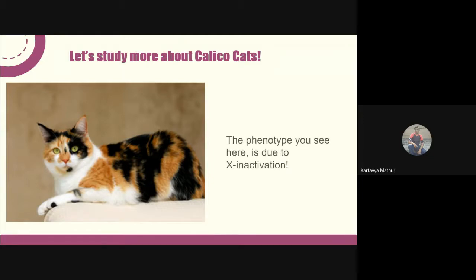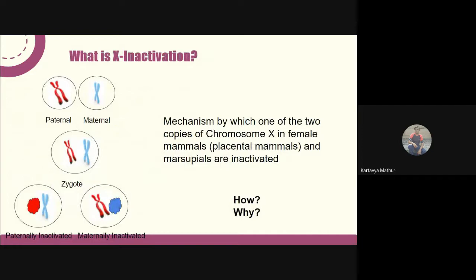Okay, it's due to X inactivation. The phenotype you observe is due to X inactivation. So, what is this X inactivation? X inactivation is a mechanism by which one of the two copies of chromosome X in female mammals or marsupials gets inactivated. This happens generally randomly, but it has a very complicated process in the back end. We can either get a paternally inactivated X chromosome or a maternally inactivated chromosome.